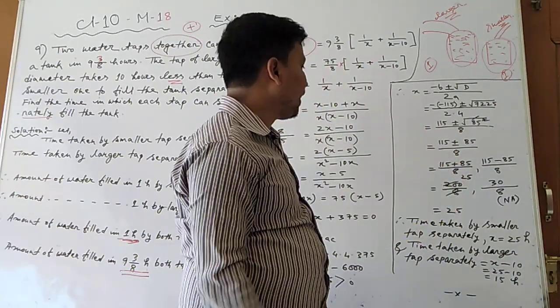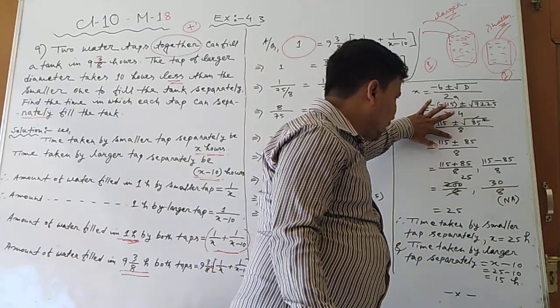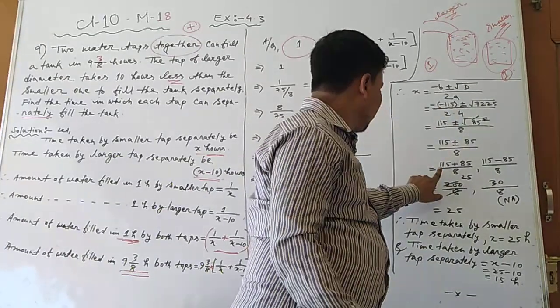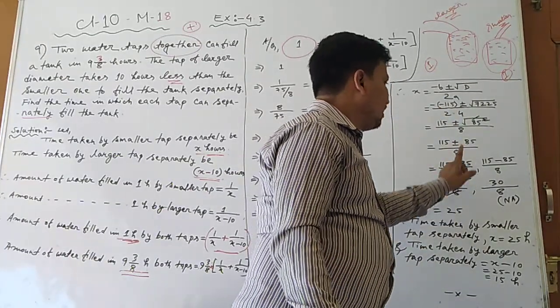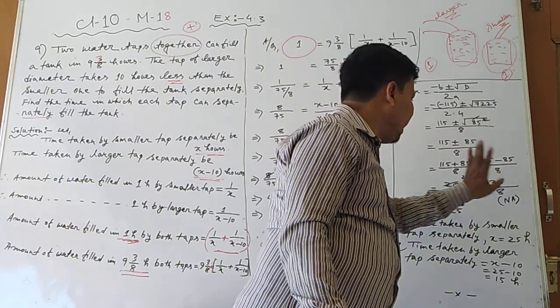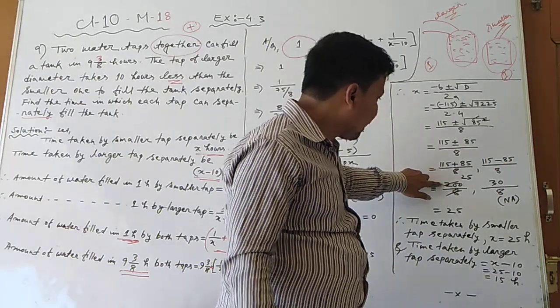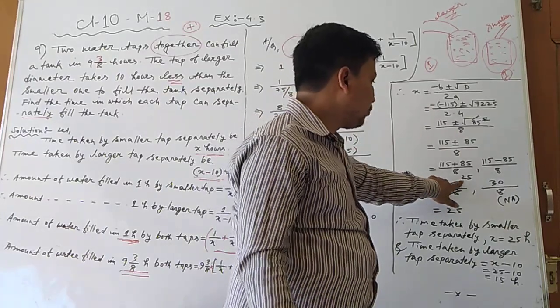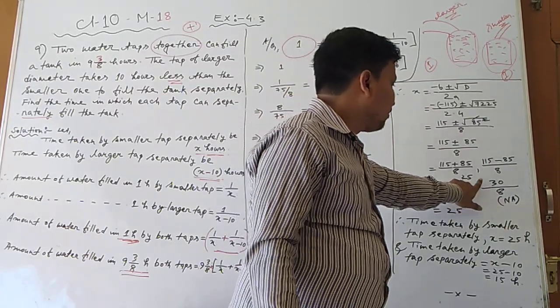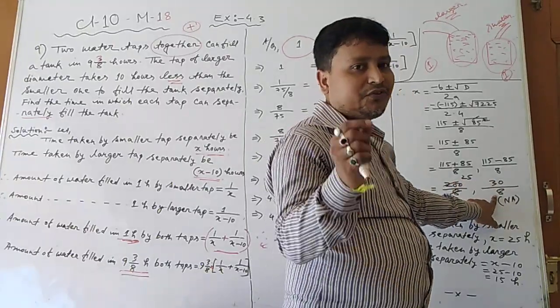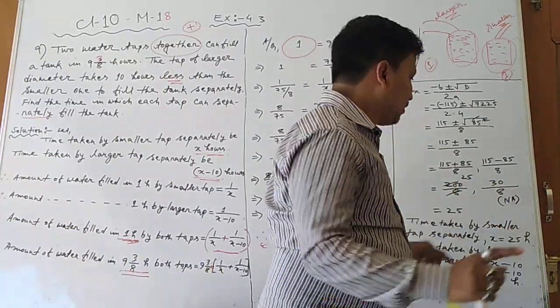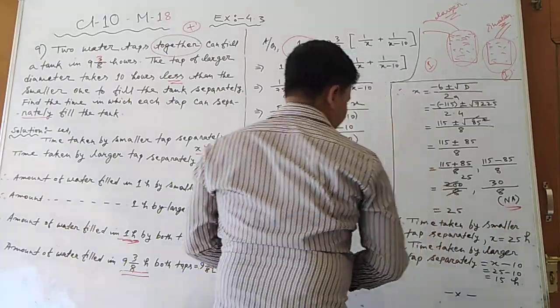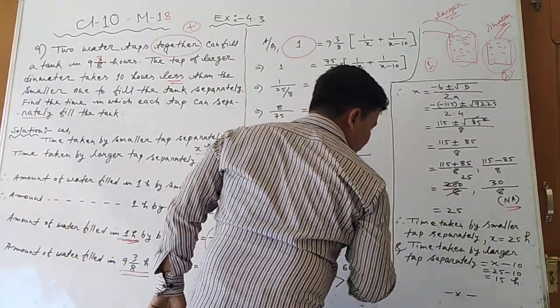So now two ways you can do. One time for plus, another time for minus. 115 plus 85 by 8, second time 115 minus 85 by 8. Now here we are getting 200 by 8. So 200 is a multiple of 8, so we'll get one positive value, 25. But 30 by 8, you will get a fractional value, a decimal value. That's why that is not acceptable. So we are getting 25 as the positive value.